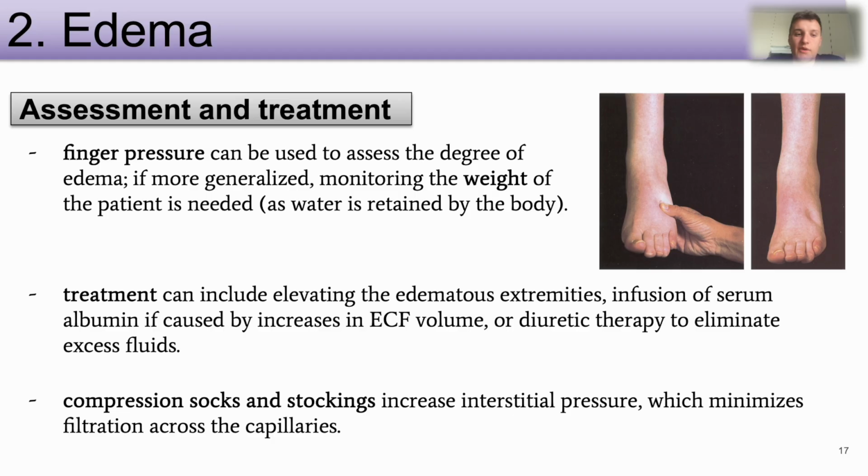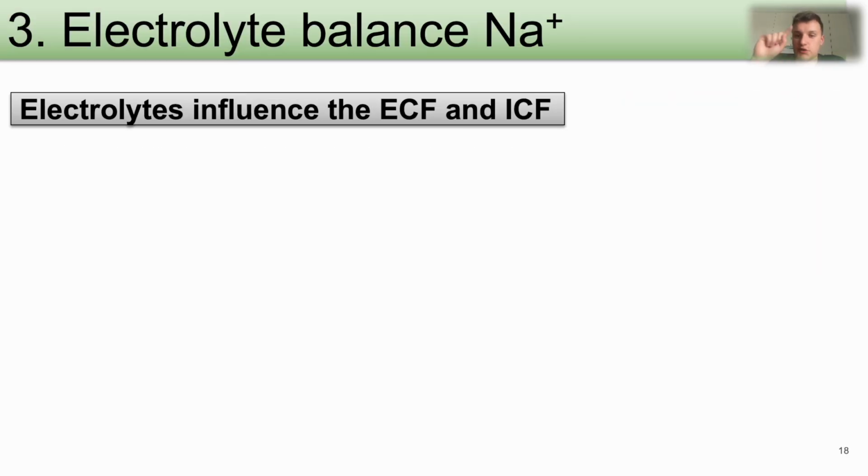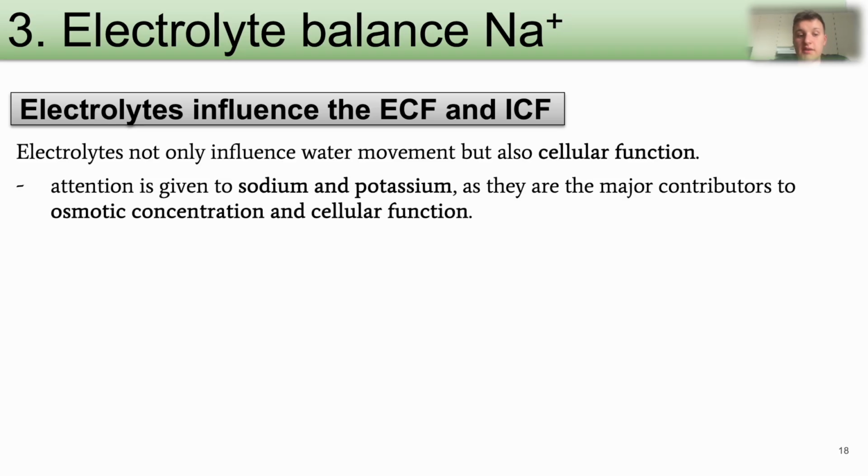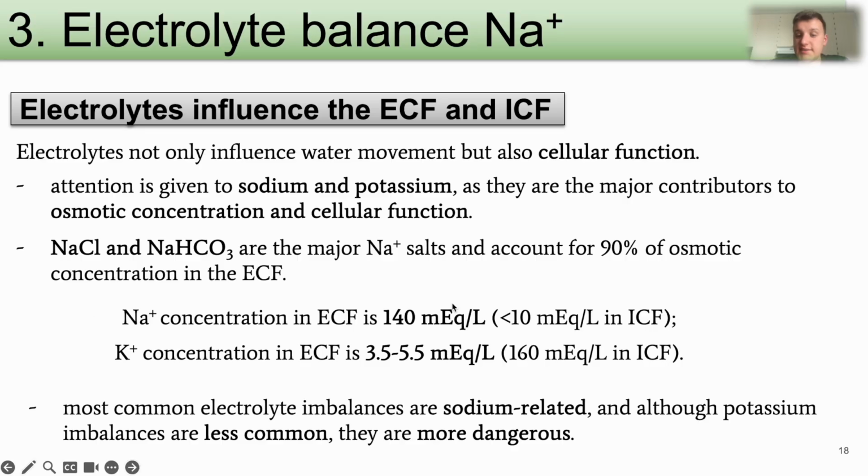So now we move on to electrolyte balances, the sodium one. These influence the ECF and ICF. Electrolytes not only influence water movement, but also cellular function. Attention is given to sodium and potassium because they're the major contributors of osmotic concentrations and they'll affect water movement. So NaCl and this sodium over here are major salts that account for 90% of osmotic concentrations in the ECF.